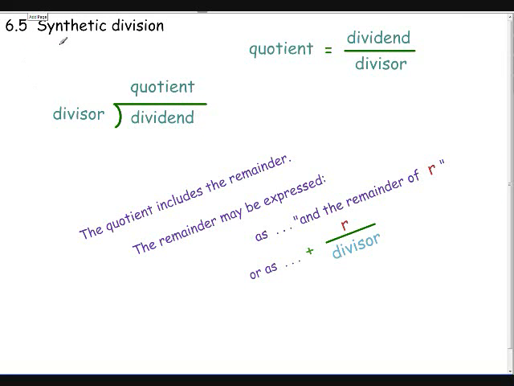Now let's get into the good stuff. Synthetic division. The quotient is the answer that you get after you divide something called the dividend. See it right here? This is the dividend. Take something called the dividend and you divide it by the divisor. Here's my divisor. The quotient will include the remainder. It'll be plus whatever that remainder is over the divisor.